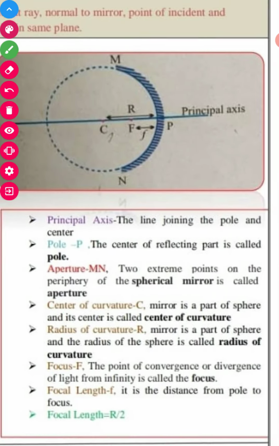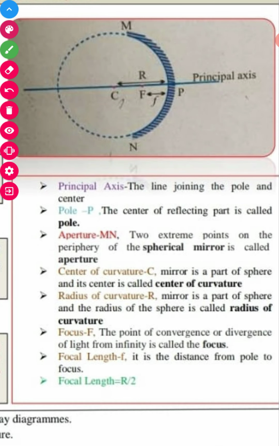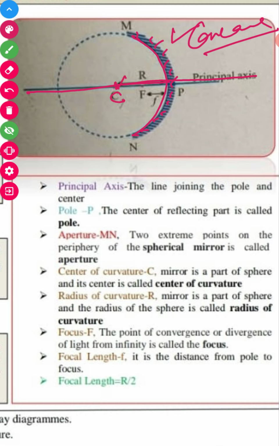So first of all, we just go through this. This is the spherical mirror we have, and this is the polished surface of the spherical mirror. You can say this is a concave mirror. So this is the principal axis, this is center of curvature, this is radius, half of radius is called focus, and this distance between the focus and the pole is called focal length. Here we have the P, this is called aperture, MN.